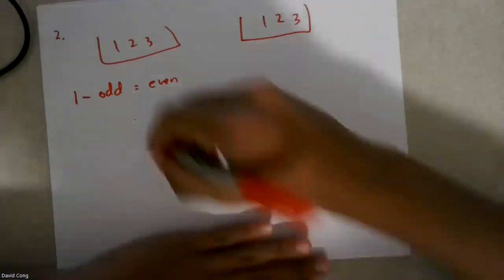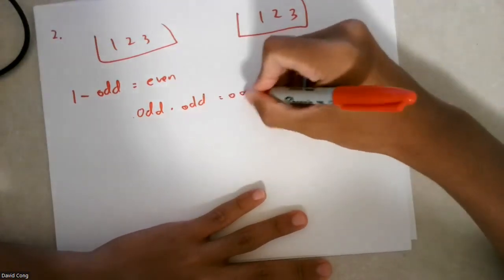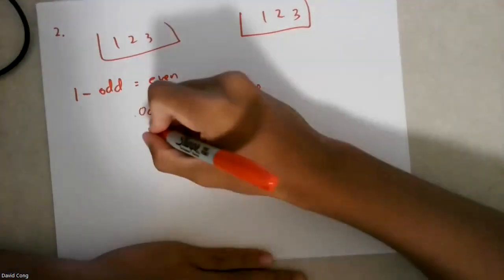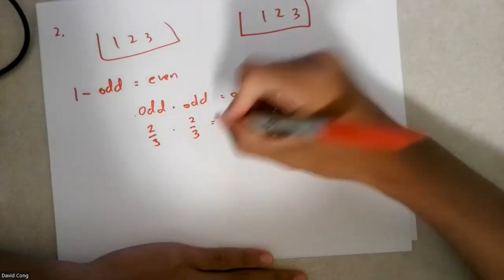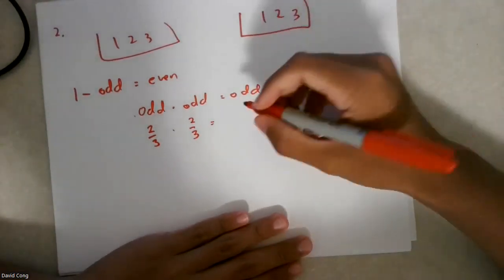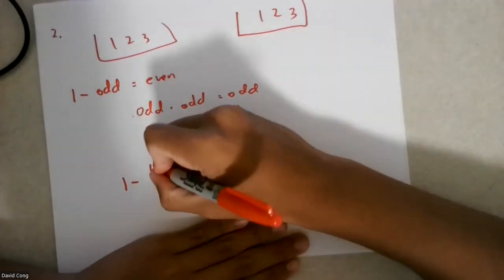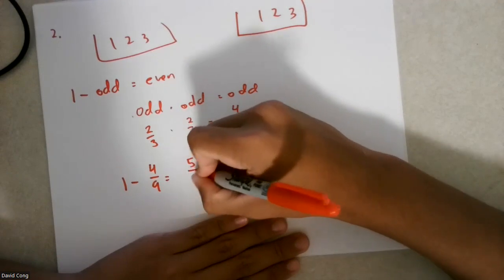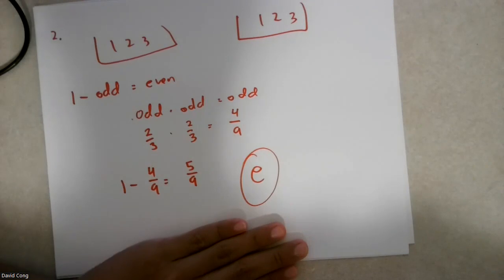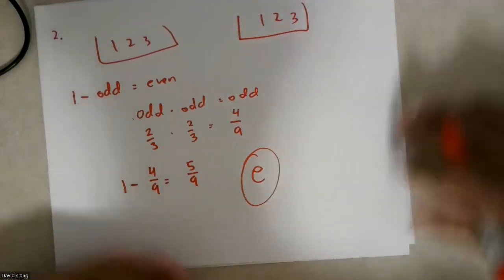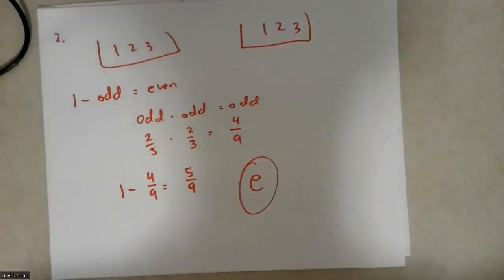So there's only one way to make an odd number. Odd times odd is the only way to make an odd number. So what is the probability we draw an odd number? 2/3. Probability we draw an odd number, 2/3. So the total probability that the number is odd is 4/9. So the probability that the number is even is 5/9, and that corresponds to E. For everyone saying 4/9, you accidentally found the probability that it's odd instead of even. Even is 5/9.